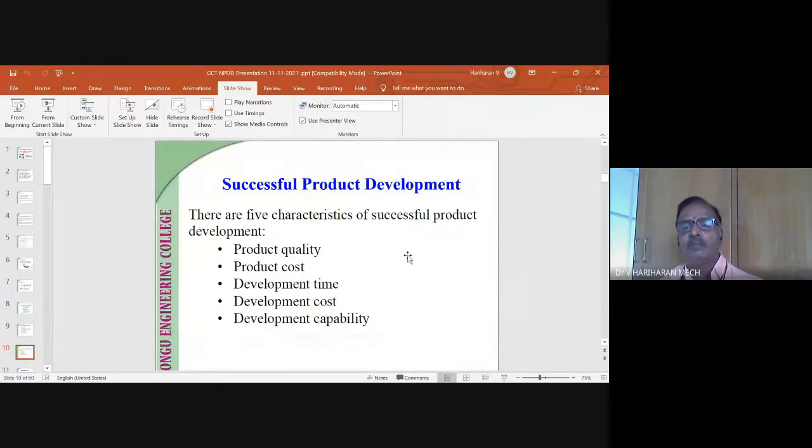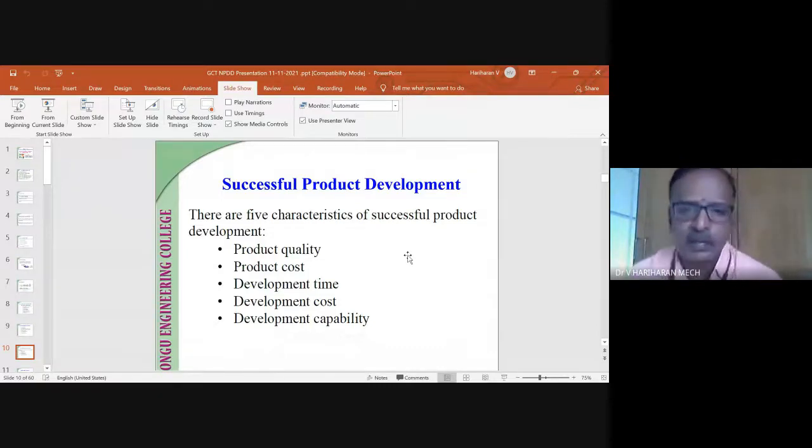So development time has to be optimized. It should not be too low. It should not be too high. It should be the exact time so that your quality will not be declined at any point of time. That is very, very important.